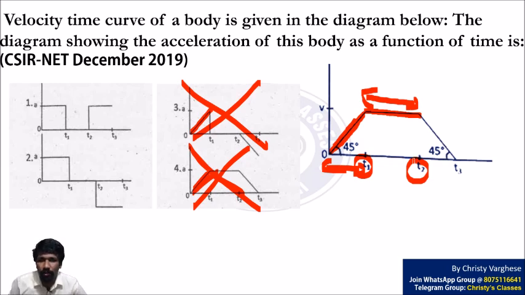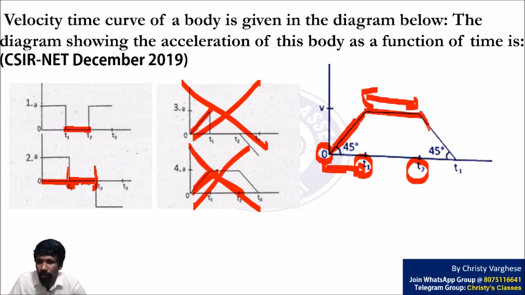Velocity was the same means there was no acceleration, no deceleration or negative acceleration. That means acceleration was 0 only. That means it is on the x-axis itself. The y-axis is acceleration, so acceleration should be 0 for that particular time period, t1 to t2. Both the graphs are saying so, that is why we cannot eliminate any of them.